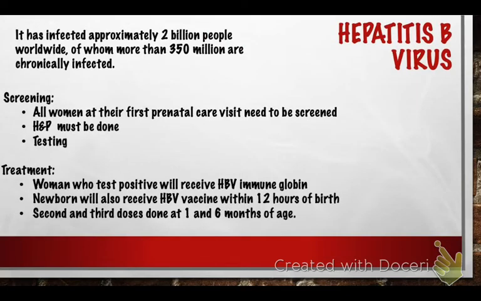So now we reach hepatitis B virus. As we know, hepatitis B is one of the most prevalent chronic diseases in the world. It has infected approximately 2 billion people worldwide, of whom more than 350 million are chronically infected.